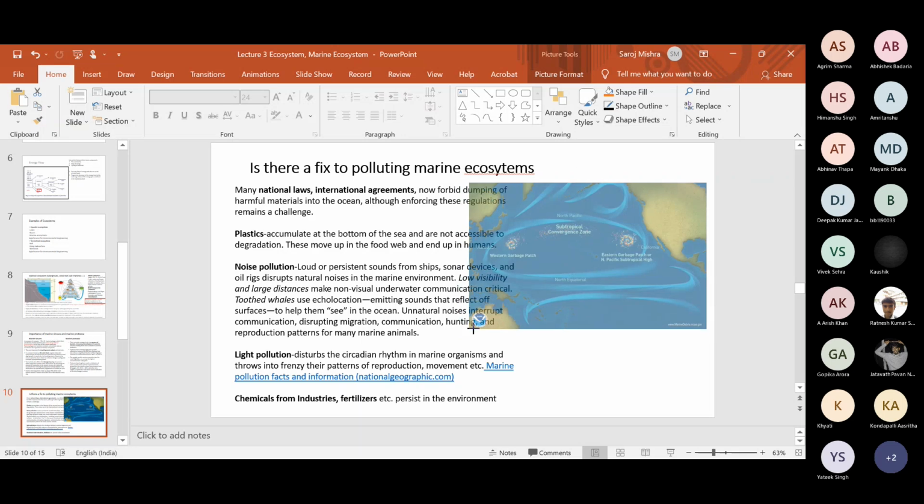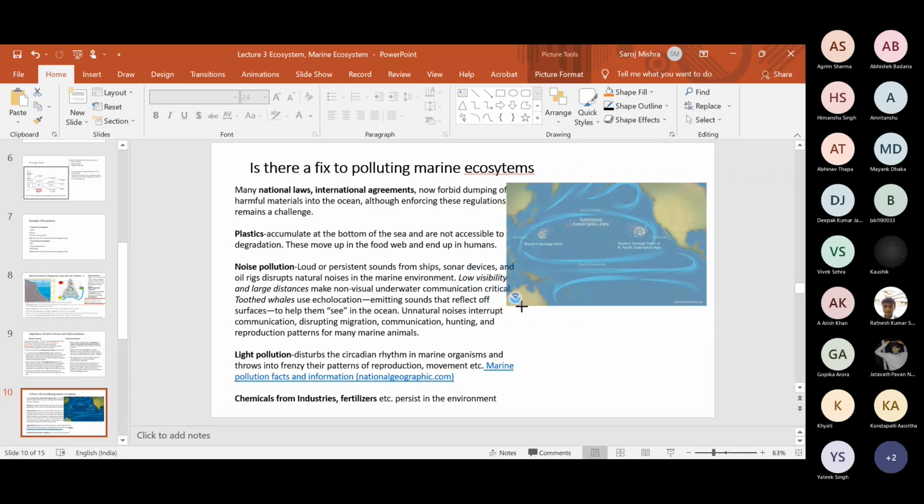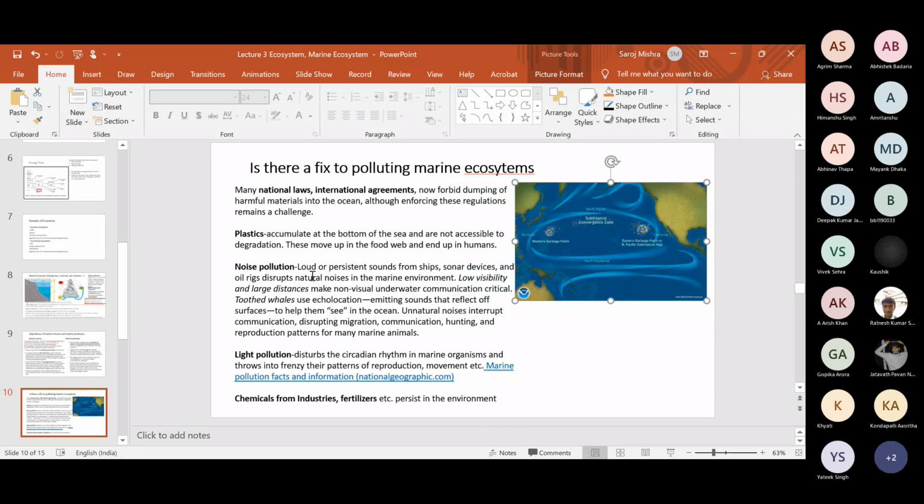So these plastics are here, and much of it also accumulates at the bottom of the sea, where it is not accessible for degradation. And they move up in the food web, because whales and so many other animals and fish, all these plastics end up in the food web, and eventually they end up in humans. So plastics is a big problem as far as the marine ecosystem is concerned.